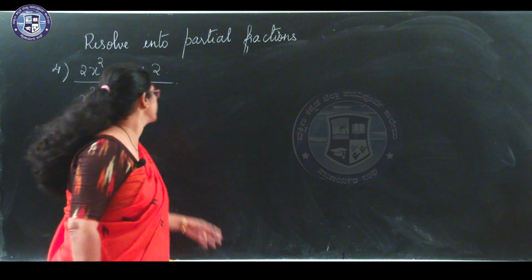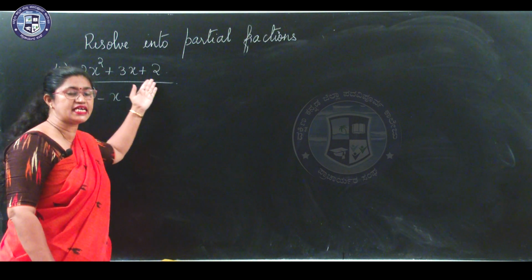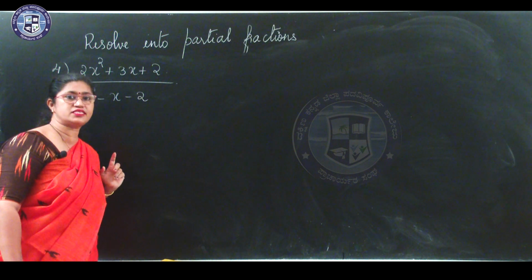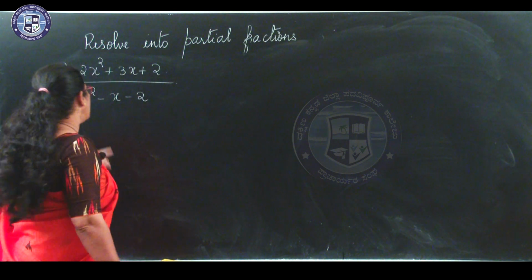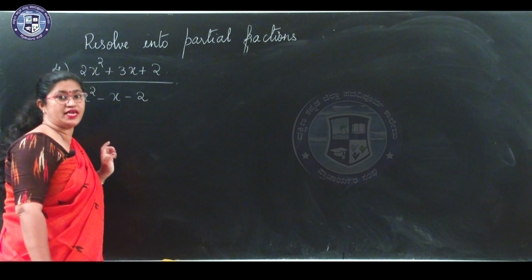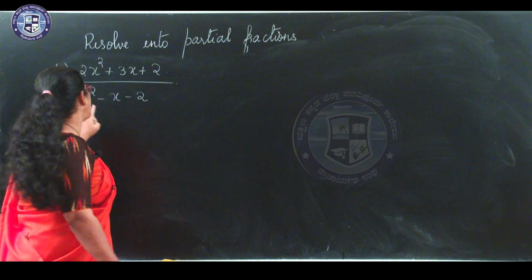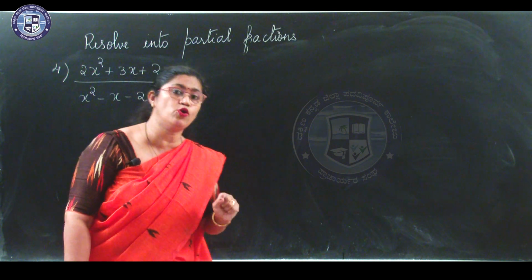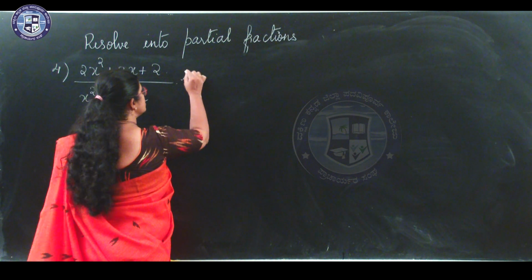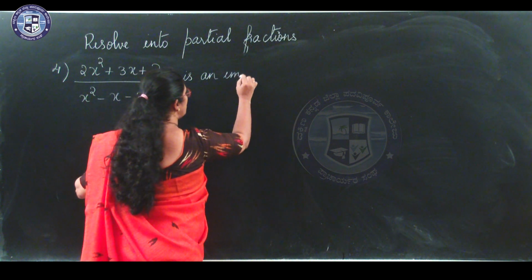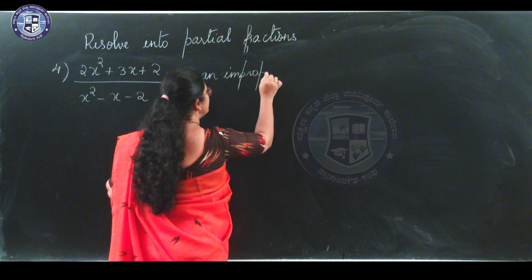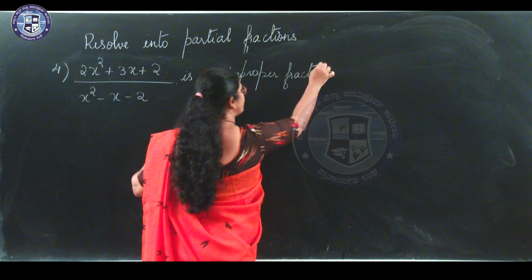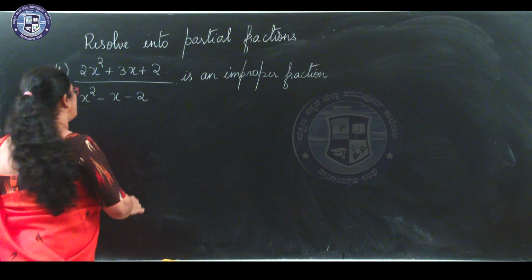Question 4, 2x square plus 3x plus 2 divided by x square minus x minus 2. Now, highest power of the variable in the numerator is 2 and highest power of x in the denominator also is 2. Even if it is equal, we know it's an improper fraction. So this is an improper fraction, and the moment you know it's an improper fraction, you know that you have to divide. So let's go for division.